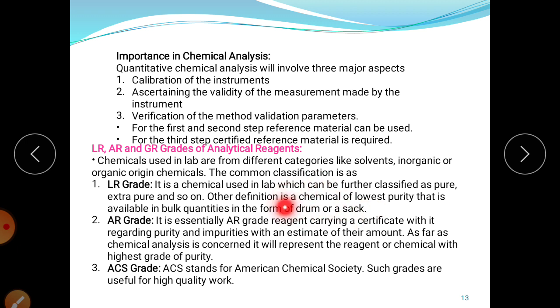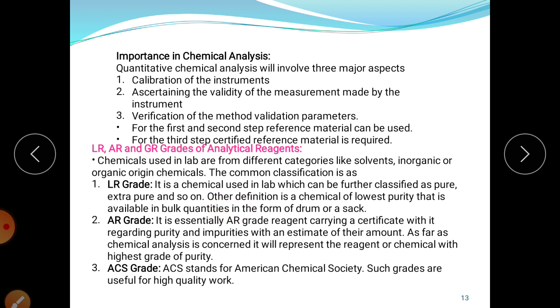If it is a liquid, it is available in the drum. If it is a solid, available in the sack. And the purity is low. So this is the definition of laboratory reagent grade reagents or chemicals. These chemicals are available with the lowest purity, available in bulk quantities in the form of a drum or sack.